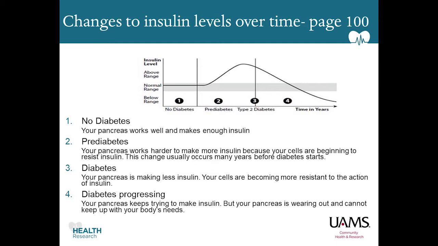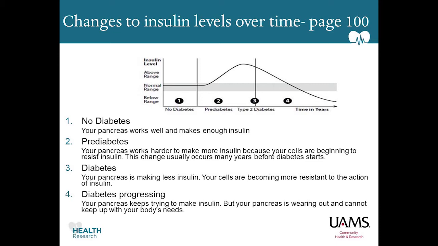And then diabetes occurs. Your pancreas is making less insulin now. Your cells are becoming more resistant to the action of insulin also. And then from this point on, diabetes just progresses. Your pancreas keeps trying to make insulin, but it is wearing out and cannot keep up with your body's needs. You might need insulin at some point in your care plan. It is common to need insulin at some point in your care plan.